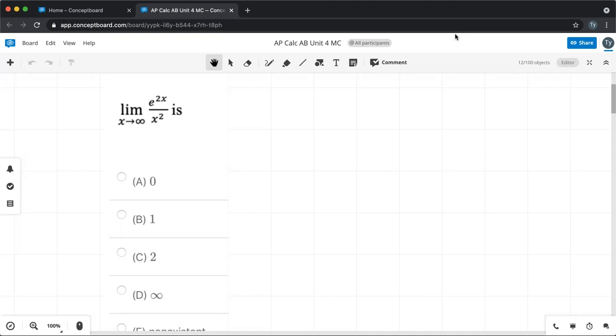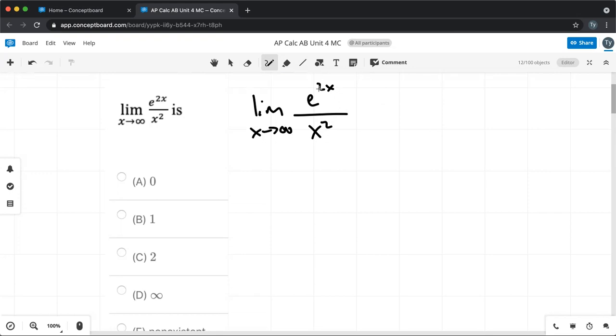So let's jump in. This one wants us to find the limit as x approaches infinity of e to the 2x over x squared. And we can start this by using direct evaluation, right? The first method we use for trying to evaluate limits doesn't always work, but when it works, it saves us a bunch of time. So let's try that.